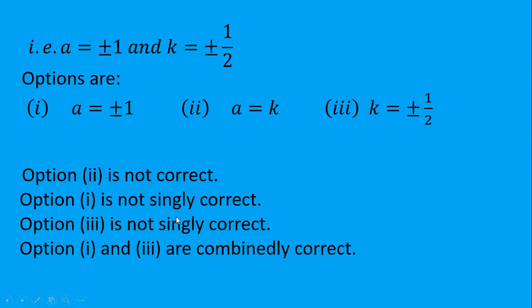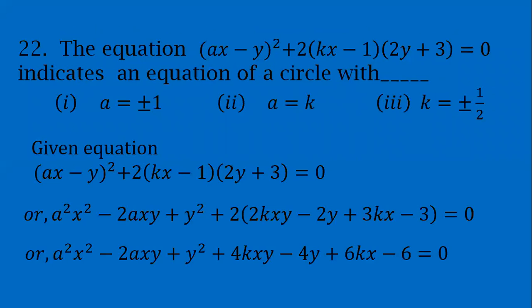Option 1 is not singly correct because then the xy term is remaining. Option 3 is not singly correct because then the coefficient of x square and y square is not the same. So option 1 and 3 are combinedly correct. This is the discussion on this last question. So no one is singly correct. Option 1 and 3 combinedly correct.